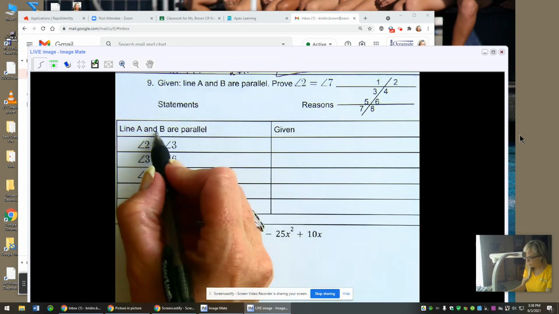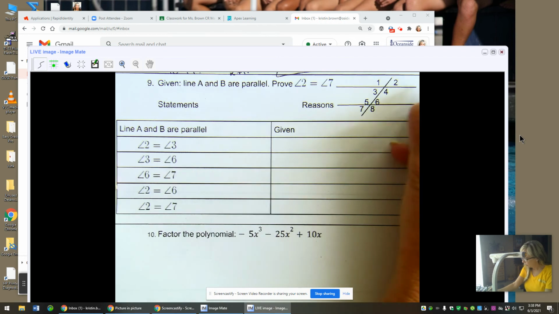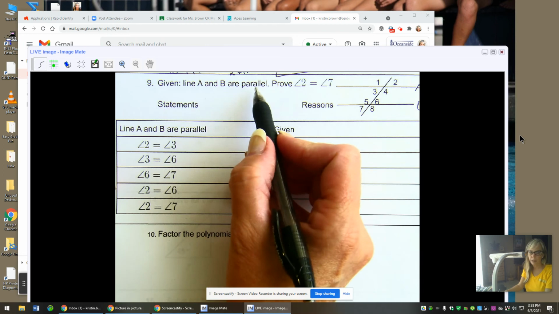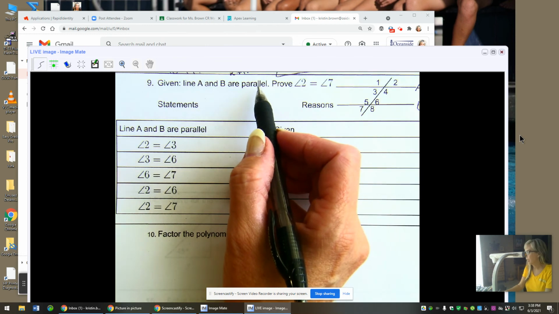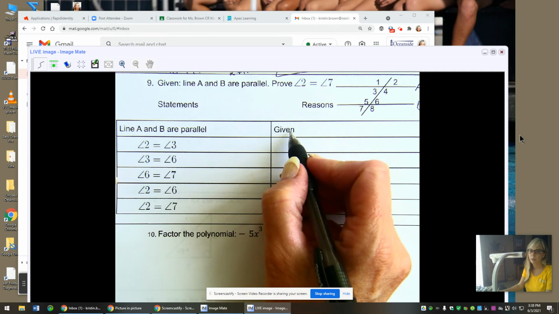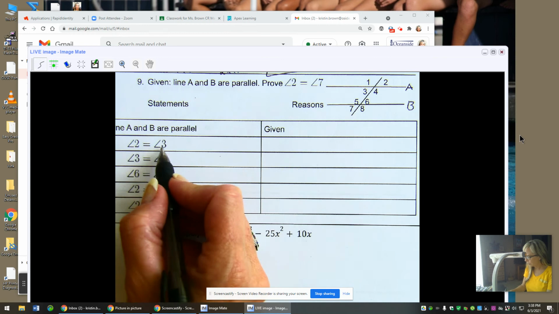But every statement we make, we have to say, how do I know that's true? I didn't label these either, right? That's A and that's B. So lines A and B are parallel. Well, that was just given to me. They told me that that was true. It's like telling you the sky's blue. I'm saying that that's true. You're going to believe it. It's given. That's the reason I know it's true. It was given information. The next statement is angle 2 is equal to angle 3.